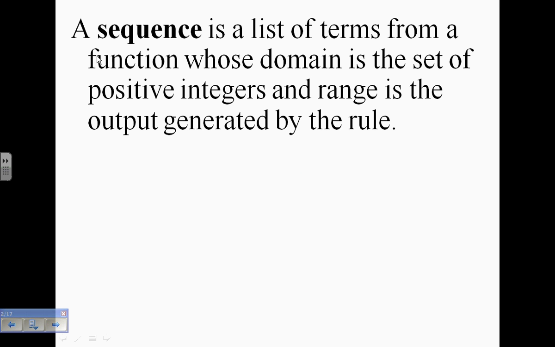First, a sequence is a list of terms from a function whose domain is a set of positive integers, and the range is the output generated by the rule. Basically, that means a sequence is a list of numbers separated by commas. Positive integers means that you have to start with n equals 1. You can have negative numbers in the sequence, but you can never put a negative number into the rule to get a number out. So a sequence is a list.